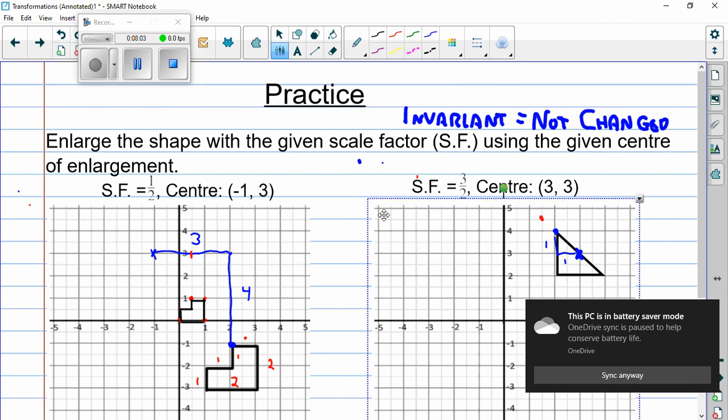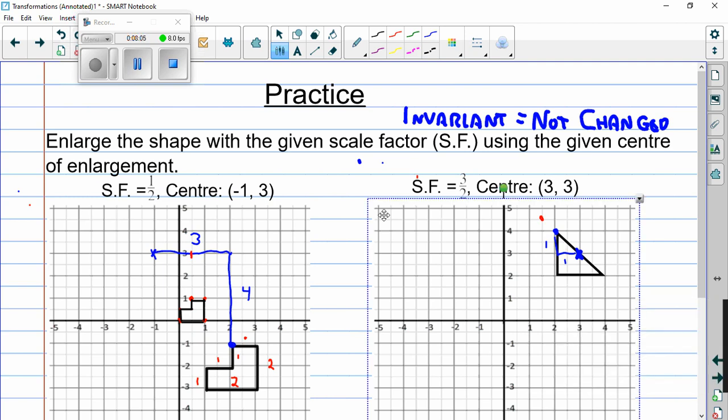Now, to get our next one, it's 2 down. So we know that's going to become 3 down. So 1, 2, 3 down is there. And then instead of being 2 over, it's 1, 2, 3 over. Right? Let's connect our dots. And we'll call these problems a day.